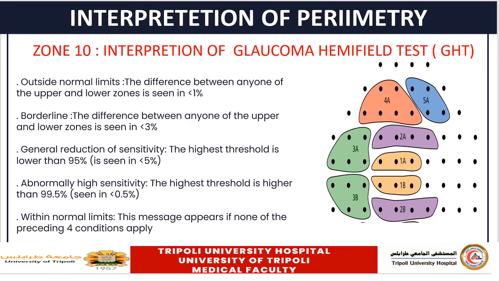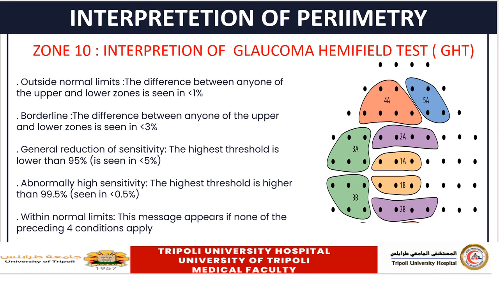So in the glaucoma hemifield test, as I said, it is very sensitive and specific for glaucoma detection. The machine will compare the 5 zones in the upper hemifield with another 5 zones in the lower hemifield. The result can be outside normal limits if the difference between any of the 2 points in the upper and lower zones is less than 1% of the normative data.